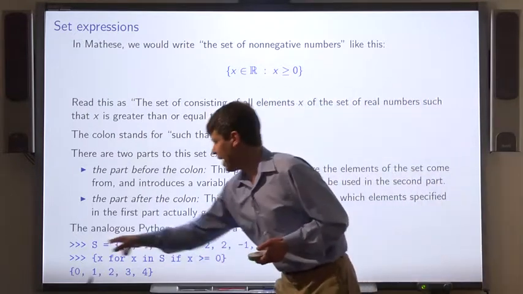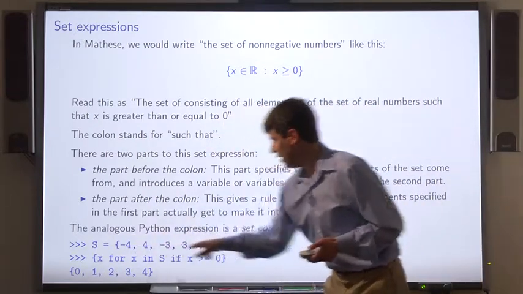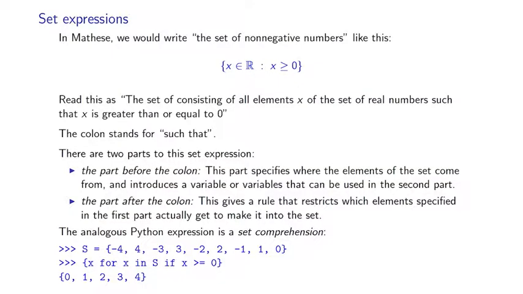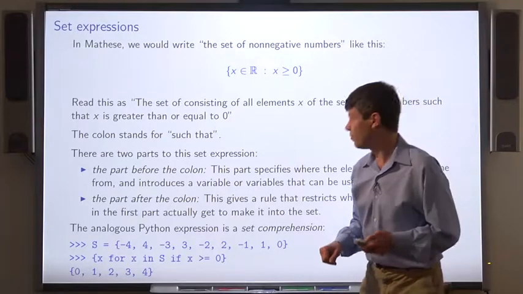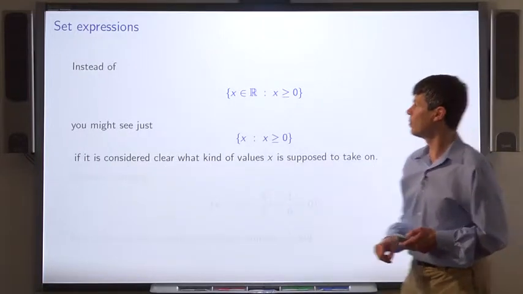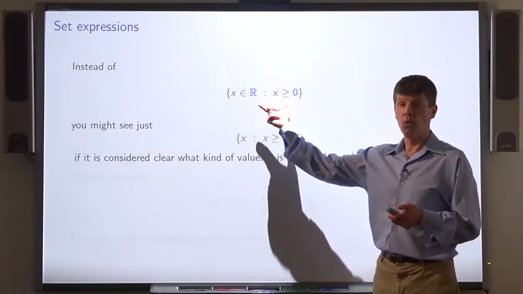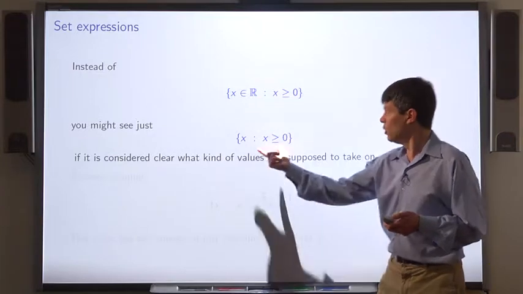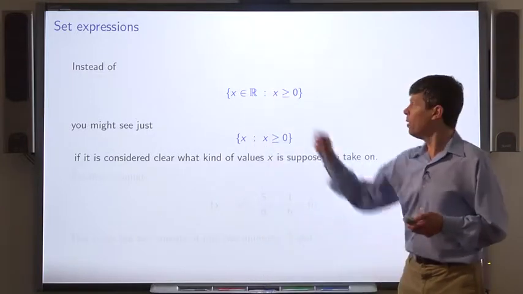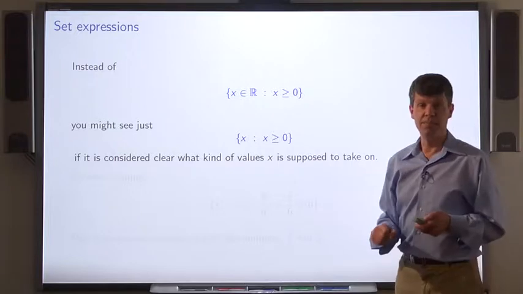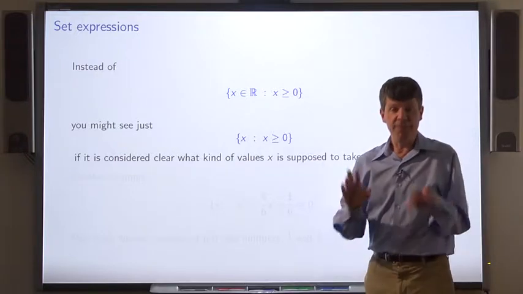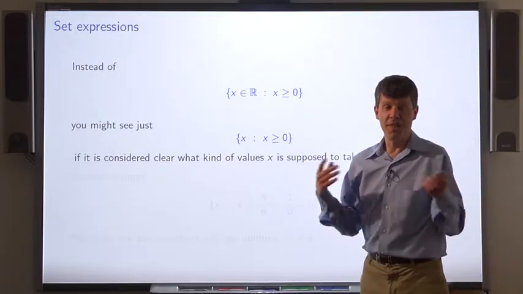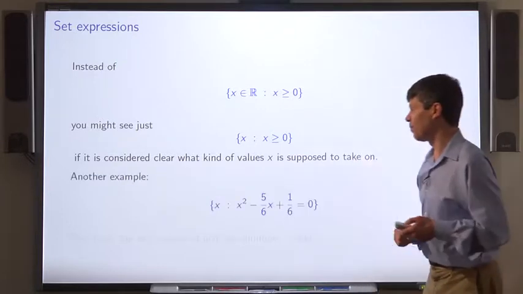There's an analogous Python expression. Let's say this set S is defined to be these integers. The expression x for x in S if x is greater than or equal to 0 gives you only the elements of S that are non-negative. Very often, instead of writing this, we'd write just this. We'd leave out the part that specifies that x is a member of the real numbers if it's supposed to be clear to you that that's where these numbers x are coming from.